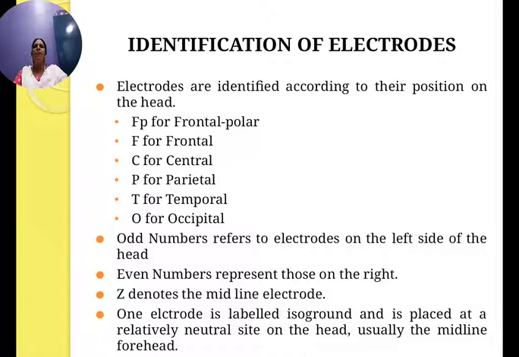Odd numbers refer to the electrodes on the left side of the head, and even numbers represent those on the right side of the head. And Z denotes the midline electrode. One electrode is labeled isoground and is placed at a relatively neutral site on the head, usually the midline forehead.